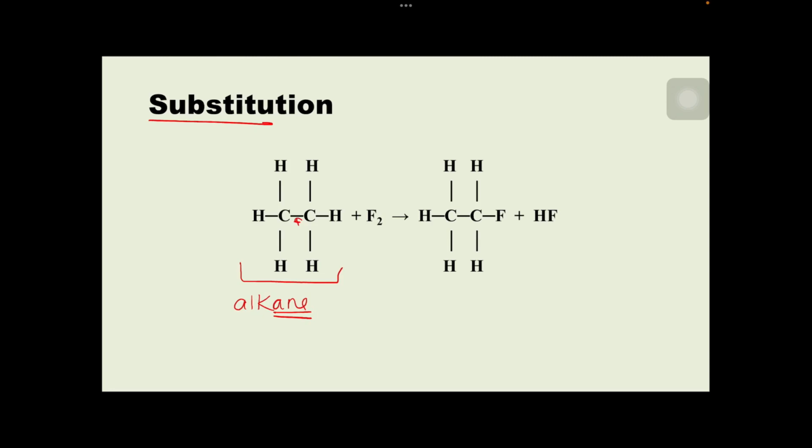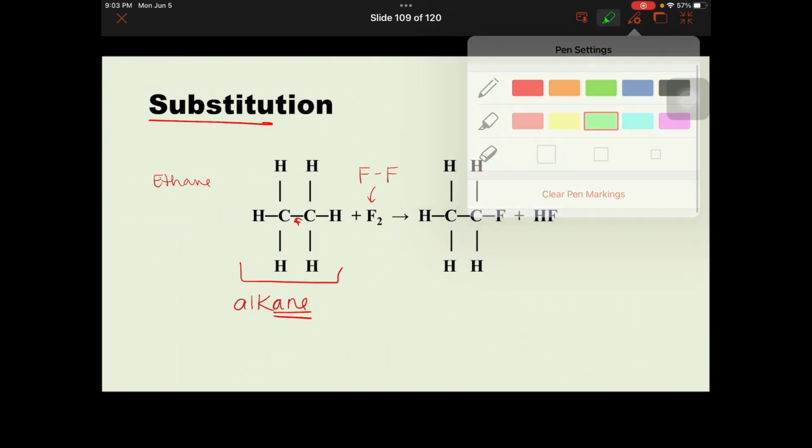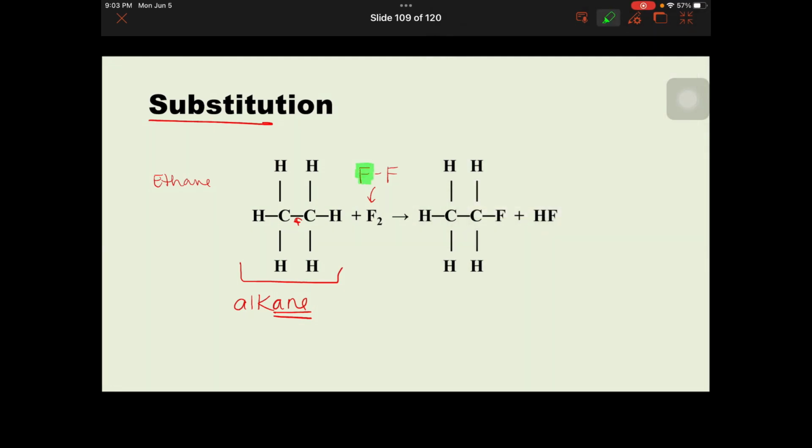In this case, this is ethane. I know that because there's two carbons. And it's reacting with a fluorine molecule. So here's a fluorine molecule. So what happens if you look at the products is that we're doing a swap. The fluorine molecule is going to break apart, okay? And one of the fluorines is going to latch on to where a hydrogen was. And the hydrogen that was there is going to get kicked out and bond with the remaining fluorine.